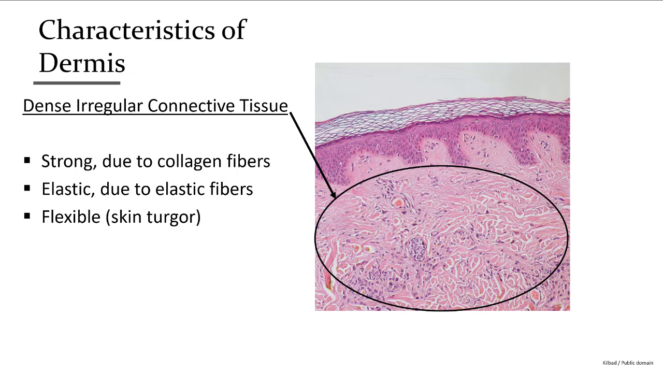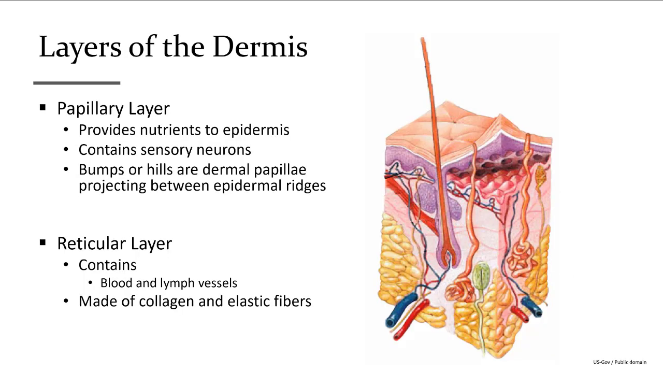So this is a more zoomed out view of skin. We can see the epidermis up above, and then we can see all of this dense, irregular tissue contained within this circle here of the dermis itself. The layers of the dermis, again, papillary layer and the reticular layer.